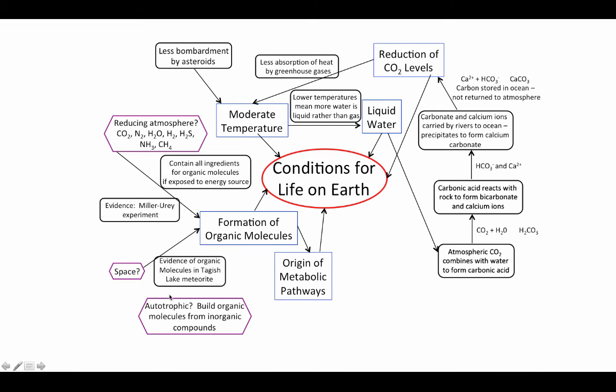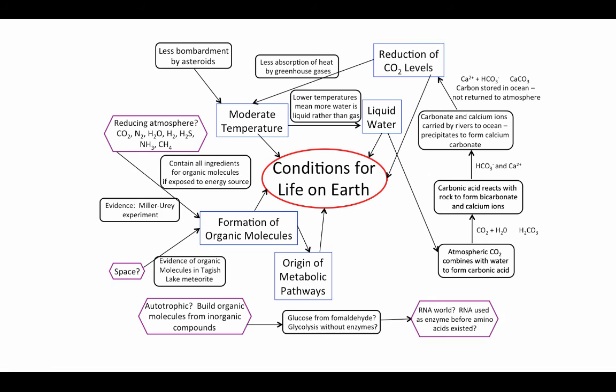Possibly we began with some form of autotrophy, building organic molecules from inorganic compounds, and the energy source for this might have been converting formaldehyde into glucose as an energy source and using glycolysis. But of course, glycolysis requires enzymes, and one possible source of those enzymes could be RNA.